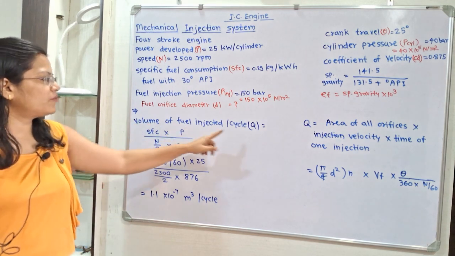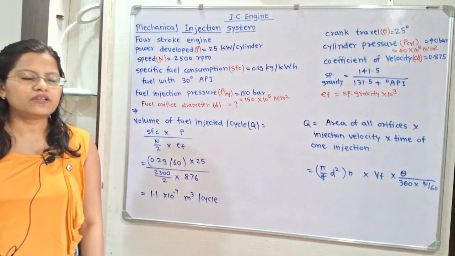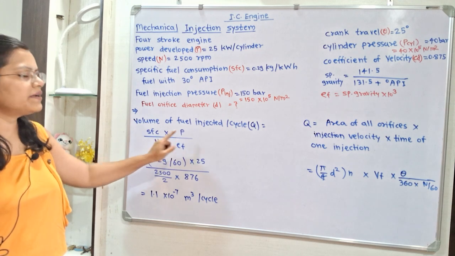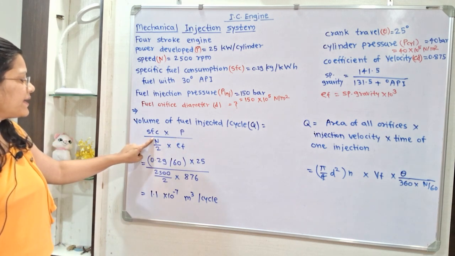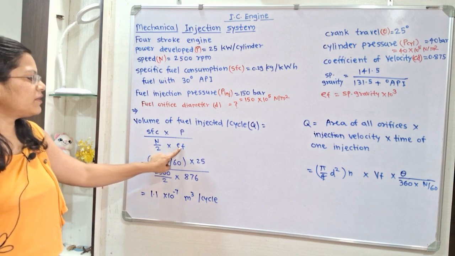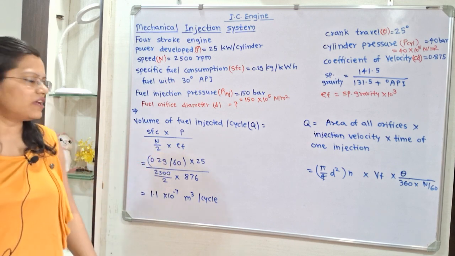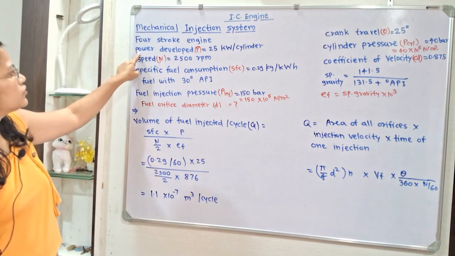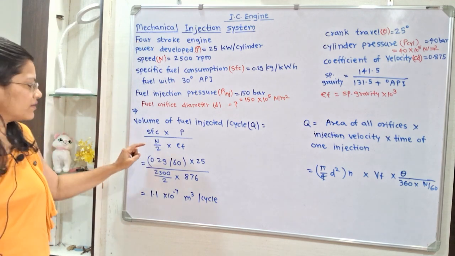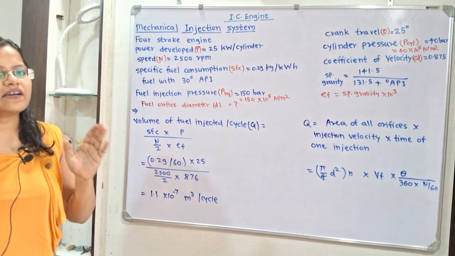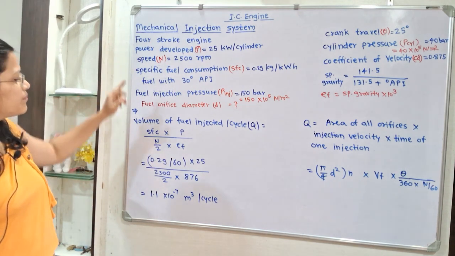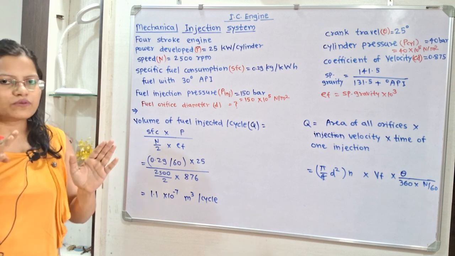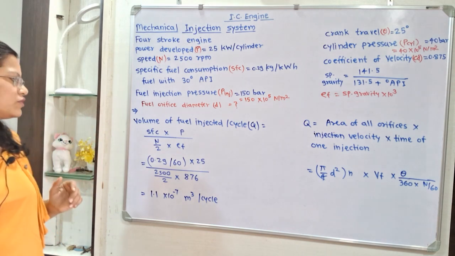So for the volume of fuel we will use the notation capital Q. Its formula is specific fuel consumption multiplied by power output divided by capital N by 2 multiplied by rho f, that is the density of fuel. Now why this term capital N by 2? Because of 4-stroke engine we have to take here the N by 2, and when there is 2-stroke engine we have to simply consider only N. So this is the difference between the formula for the 2-stroke engine and 4-stroke engine.